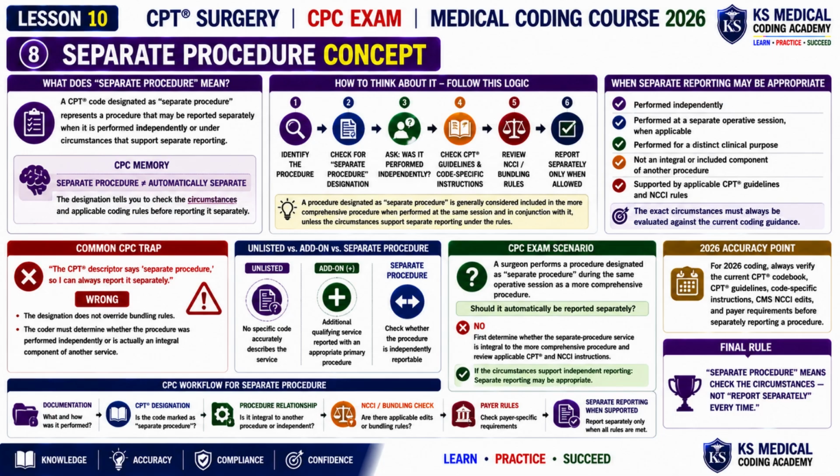Start by identifying the procedure. Then check whether the code is designated as a separate procedure. Next ask, was the procedure performed independently? Then review the CPT guidelines and code-specific instructions, followed by applicable NCCI and bundling rules. If the procedure is an integral or included component of another more comprehensive service, separate reporting may not be appropriate.